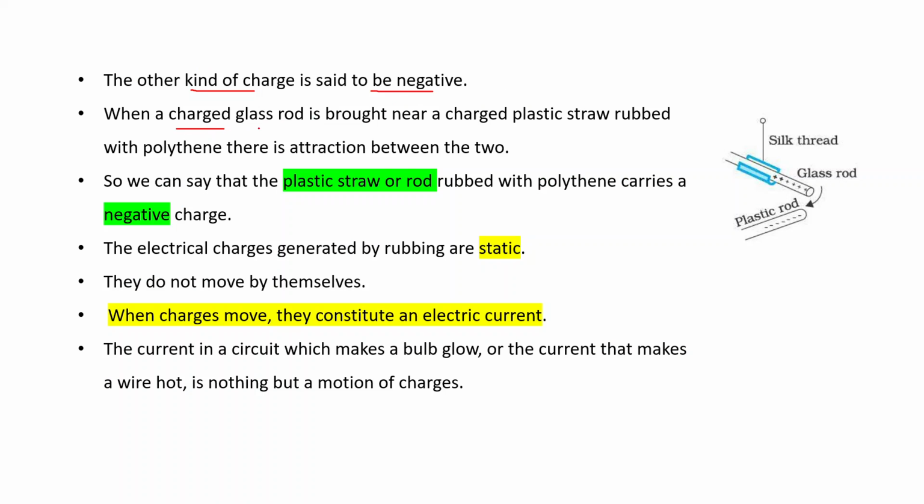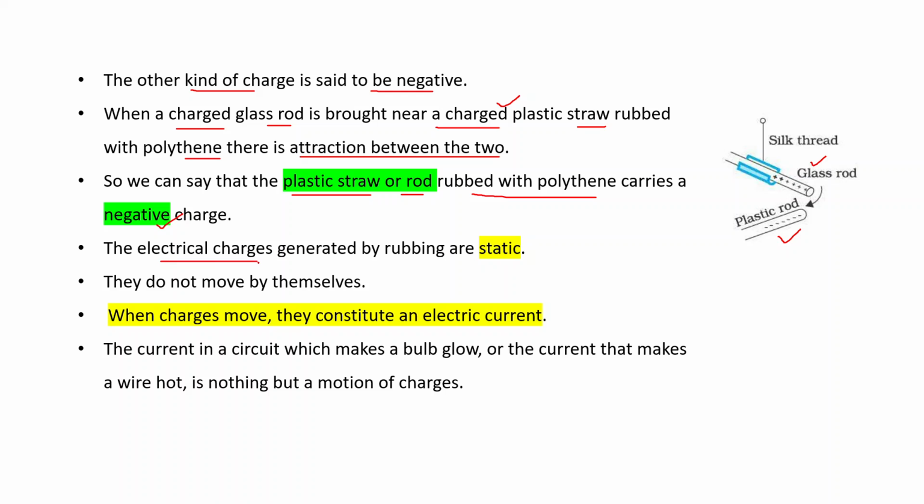When a charged glass rod is brought near a charged plastic straw rubbed with polythene, there is attraction between the two. We can say that the plastic straw or plastic rod rubbed with polythene carries a negative charge. Okay. So this is plastic rod and this is glass rod. Glass rod when rubbed with silk will acquire the positive charge, but when plastic rod is rubbed with the polythene it will acquire negative charge.